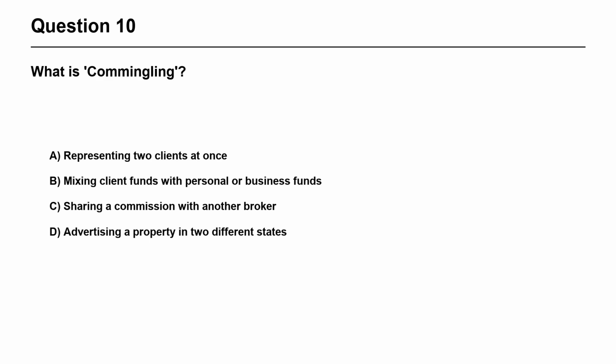Question 10. What is commingling? A, representing two clients at once. B, mixing client funds with personal or business funds. C, sharing a commission with another broker. Or D, advertising a property in two different states. The correct answer is B, mixing client funds with personal or business funds. Commingling is a serious license law violation involving escrow funds.